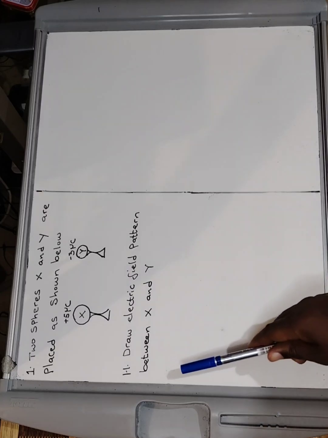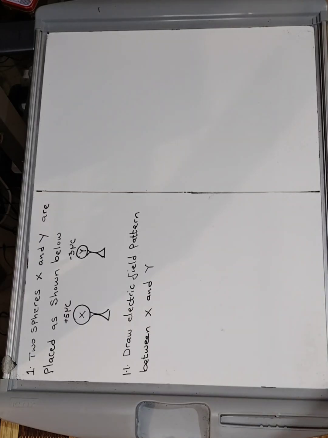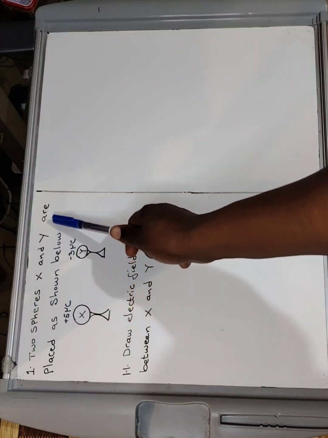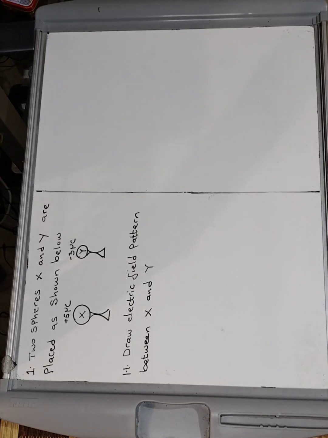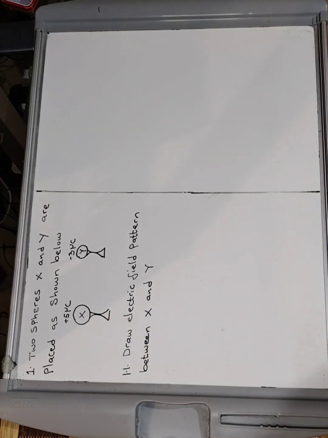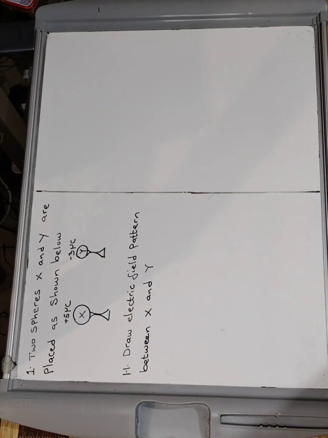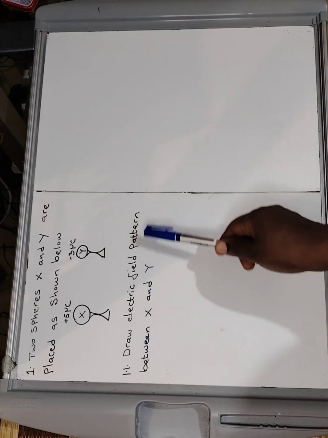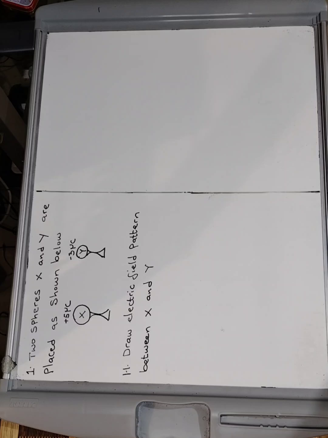Now, we are looking at this question. It comes from Electrostatics. And it says, two spheres X and Y are placed as shown below. We have X, which is plus 5 microcoulomb, and Y, which is minus 3 microcoulomb. They said draw the electric field pattern between X and Y.